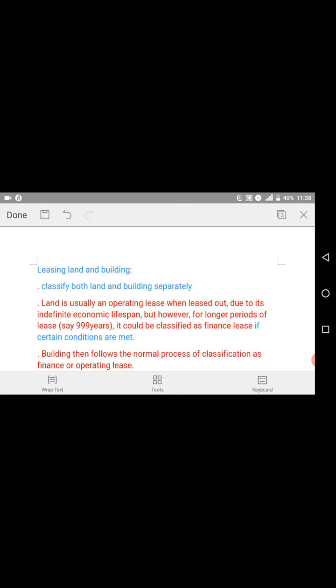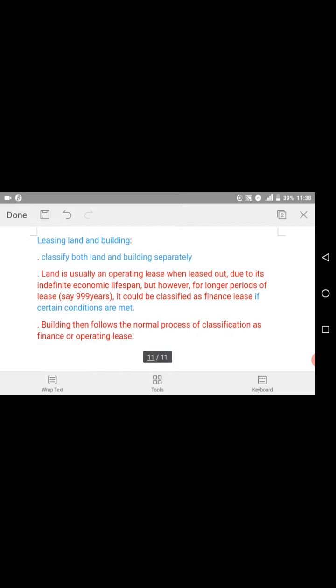And finally, in this first part, leasing land and buildings. In a lease of land and buildings, you classify land and buildings separately. Land is usually an operating lease when leased out due to its indefinite economic life, but for longer periods, say a lease of 999 years, it could be classified as a finance lease if certain conditions are met. Buildings then follow the normal process of classification as finance lease or operating lease.